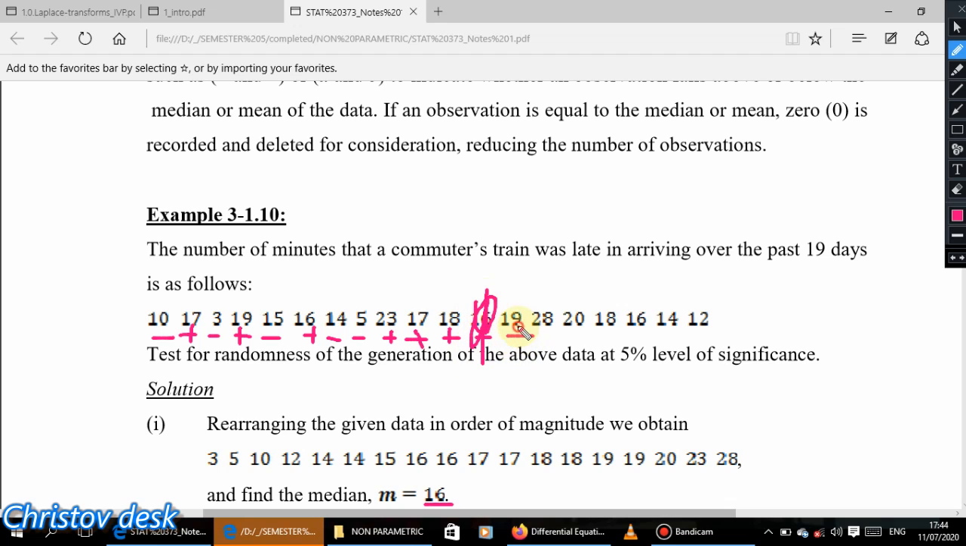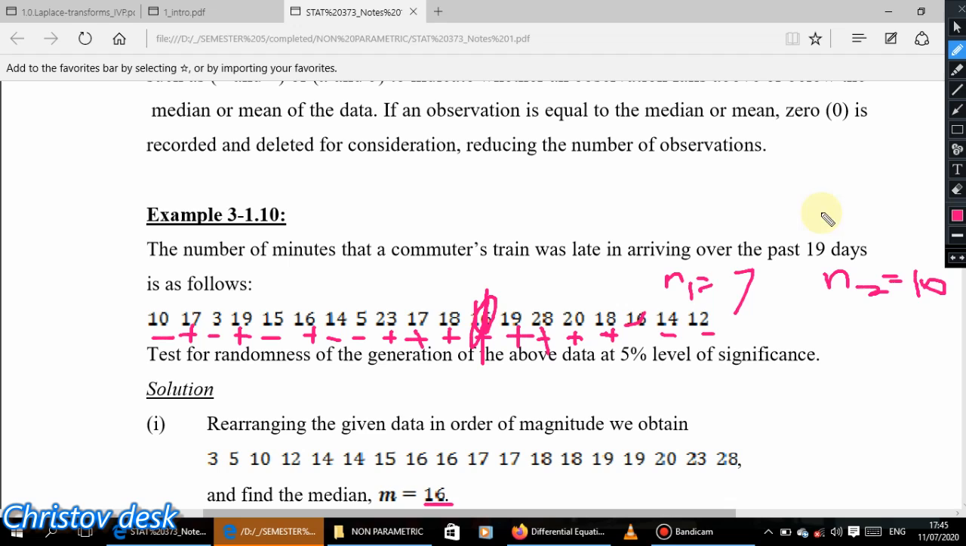So above, this is also above, this is above. Equal, you cancel it out. Below. When you finish, you count those below and those above, get your n1 and n2, and decide whether it's a large sample or a small sample. So you have 1 2 3 4 5 6 7, and then you have 1 2 3 4 5 6 7 8 9 10, I think. So n2 is 10 and n1 is 7.